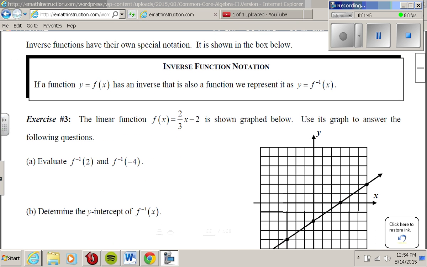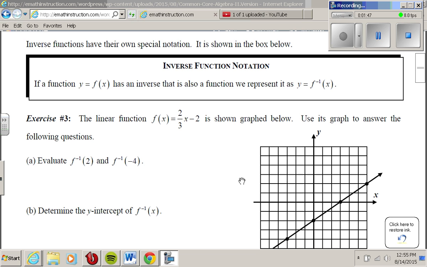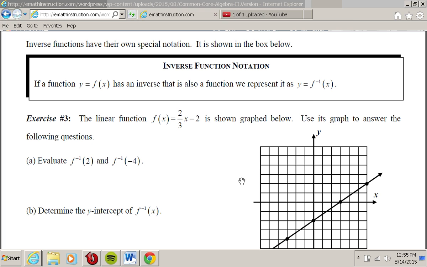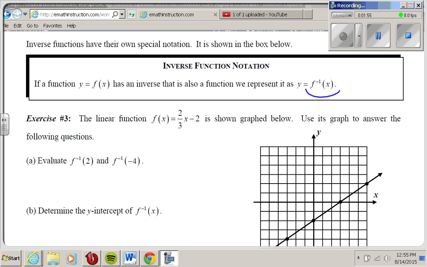All right, so inverse functions do have their own special notation, so you have to get comfortable with that. The notation for inverse functions is f to the negative 1 of x. Okay, that doesn't mean an exponent of negative 1. It's function notation for inverses.